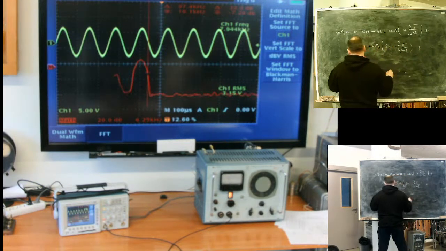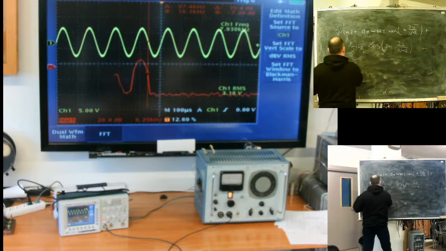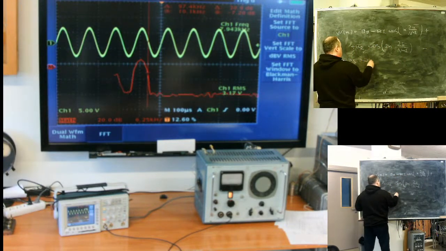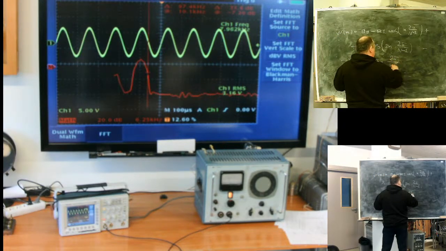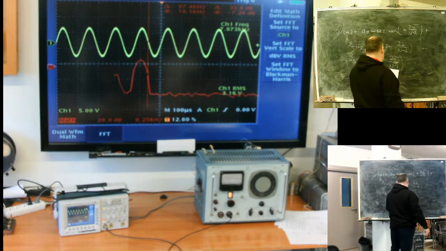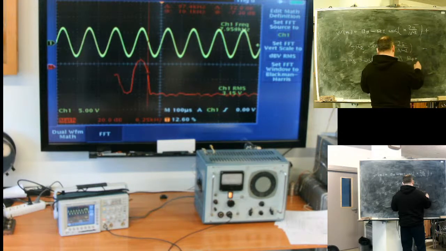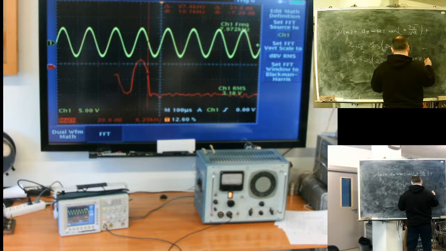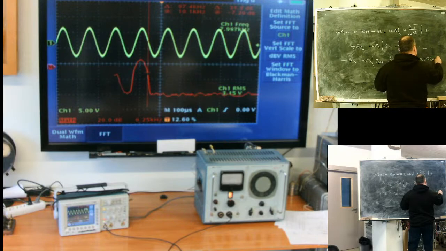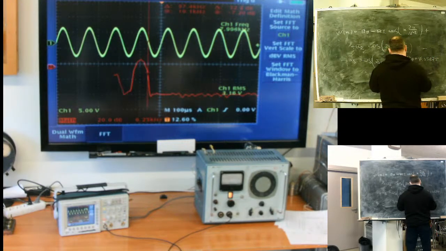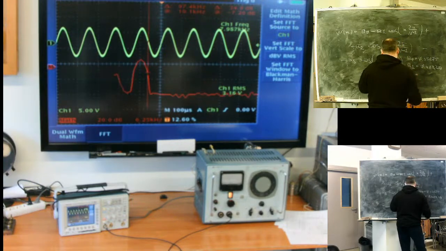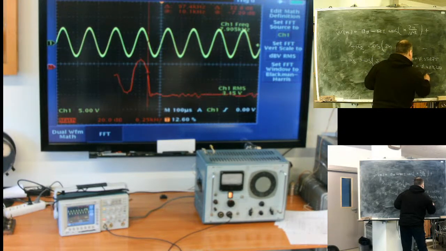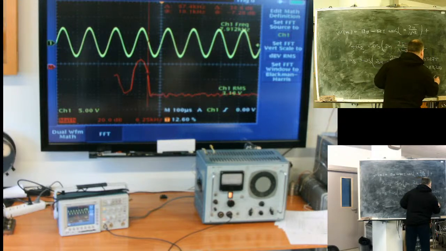And, sorry, minus A3 cosine of 3 double pi n divided by N minus 1. The factors are A0, 0.35875, A1, 0.48829, and A3, 0.01168.